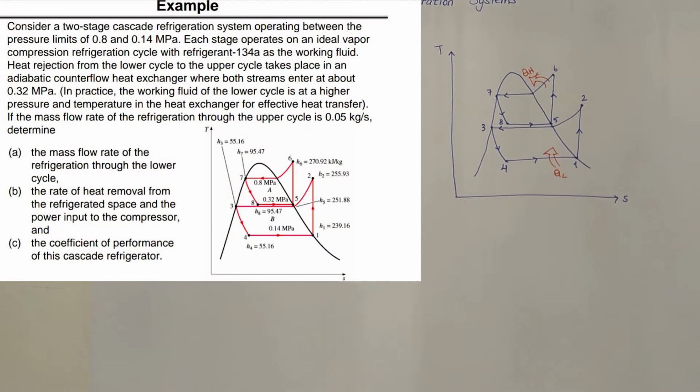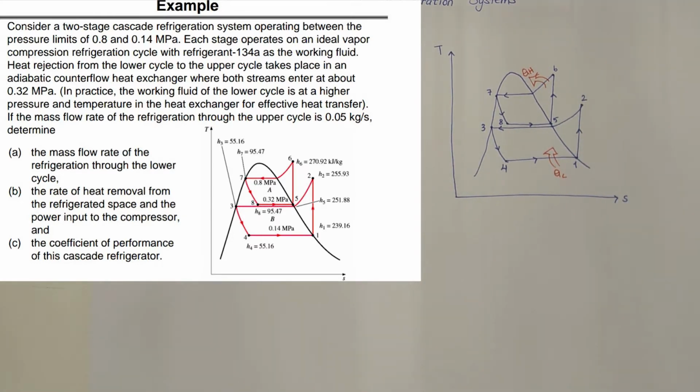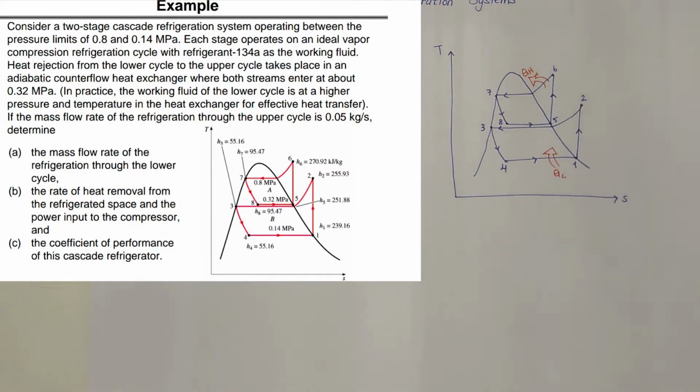A two-stage Cascade refrigeration system operating between the pressure limits of 0.8 and 0.14 megapascal. Each stage operates on an ideal vapor compression refrigeration cycle with refrigerant R-134a as the working fluid. Heat rejection from the lower cycle to the upper cycle takes place in an adiabatic counterflow heat exchanger where both streams enter at about 0.32 megapascal.